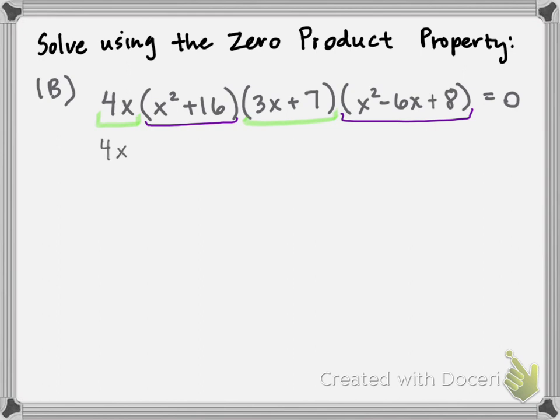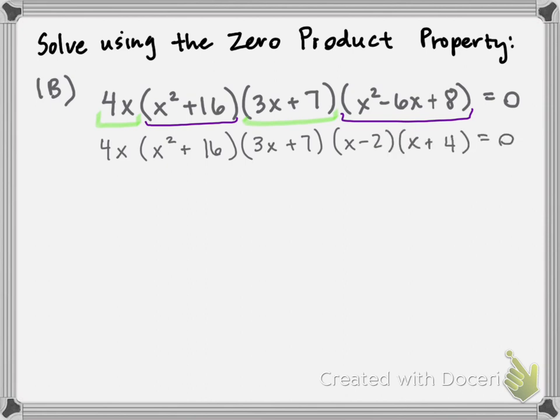So we have 4x times x squared plus 16 times 3x plus 7 times x minus 2 times x plus 4 equals 0. Now from here, applying the zero product property states that I'm going to take all of these factors, 1, 2, 3, 4, 5 terms, and I'm going to set them all equal to 0. Once I do that, I'm going to solve each equation for the x value. Here we go. So 4x is equal to 0 when x is equal to 0.